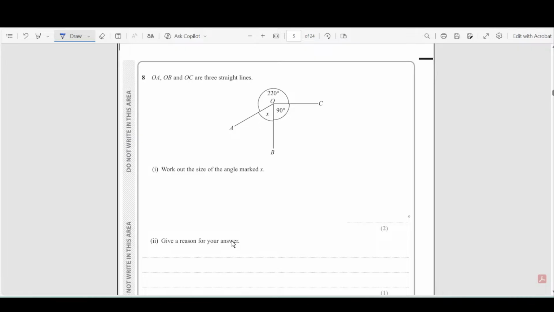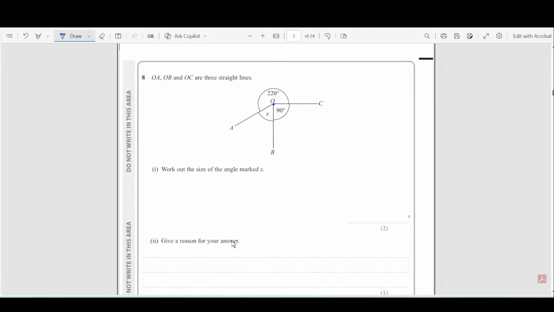Okay, let's go to the next question. We have question number 8, where we are given some angles. OA, OB, and OC are three straight lines. Work out the size of angle x.